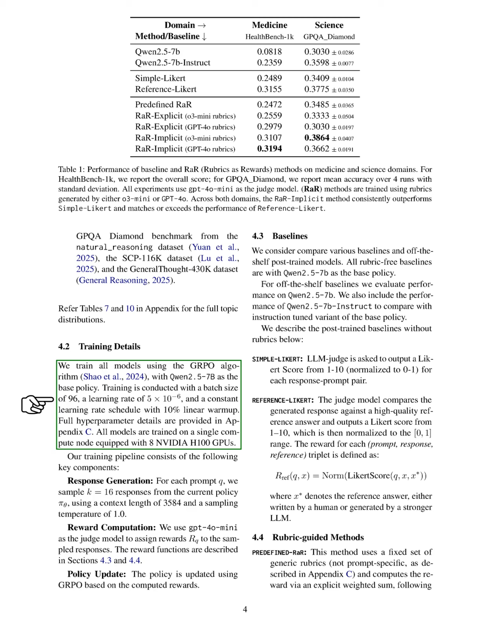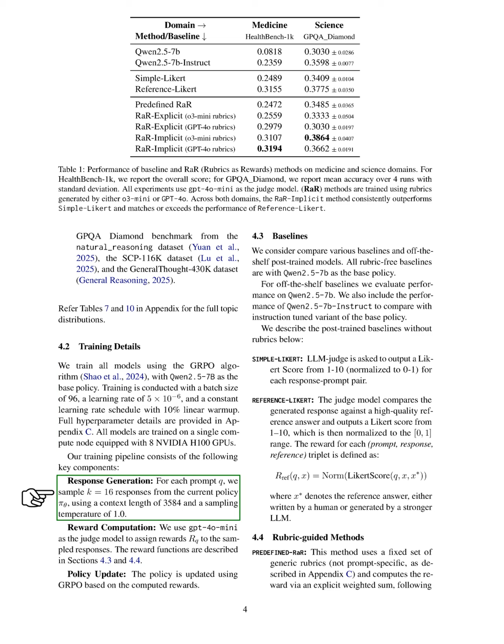Regarding our training process, we utilize the GRPO algorithm with Qwen 2.5-7b as our base model. We train with a batch size of 96 and a learning rate of 5 millionths, following a constant learning rate schedule with a 10% linear warm-up. All models are trained on a single compute node with 8 NVIDIA H100 GPUs.